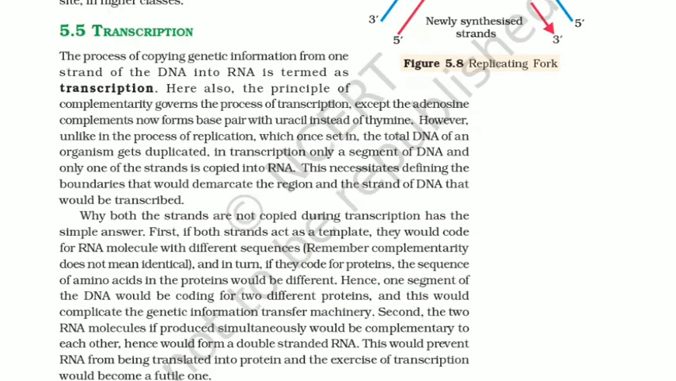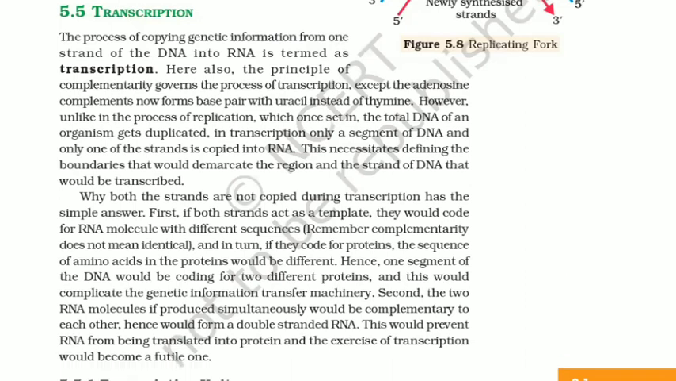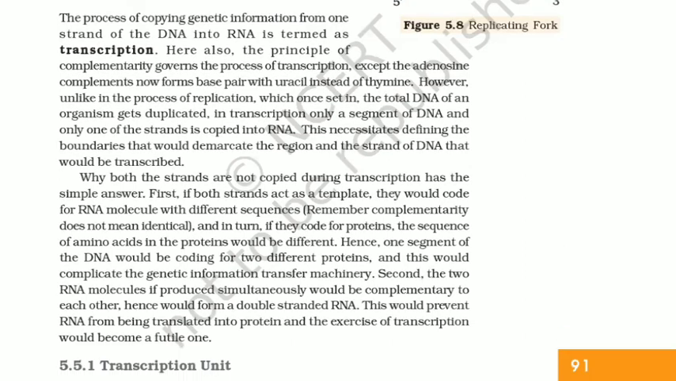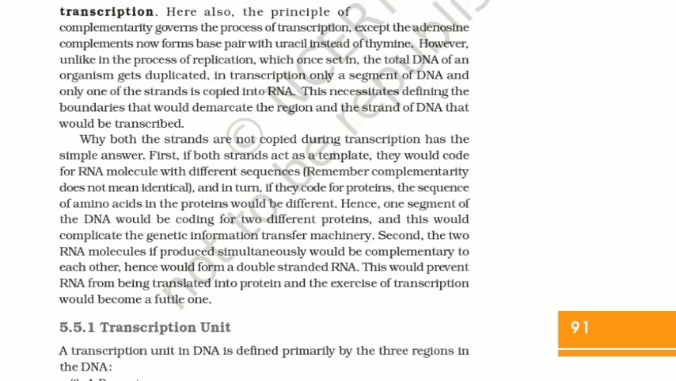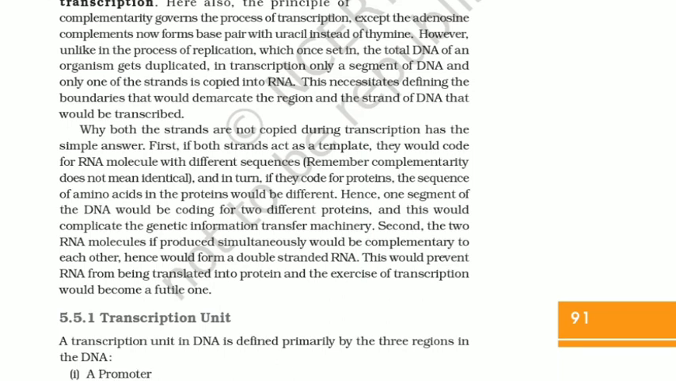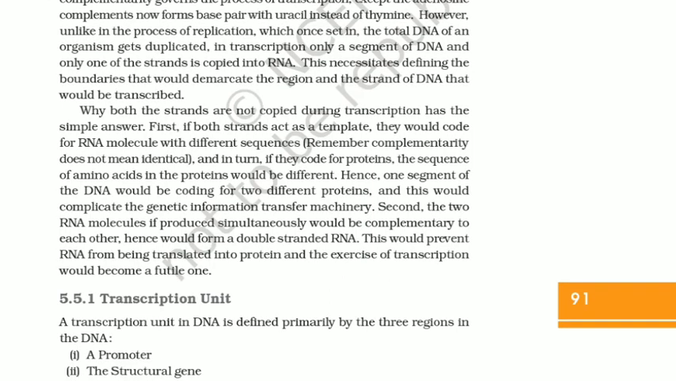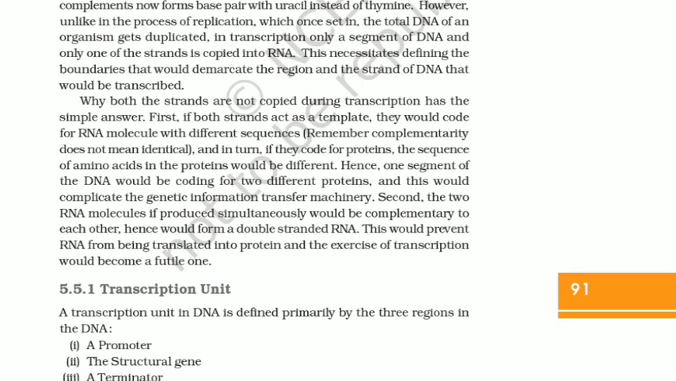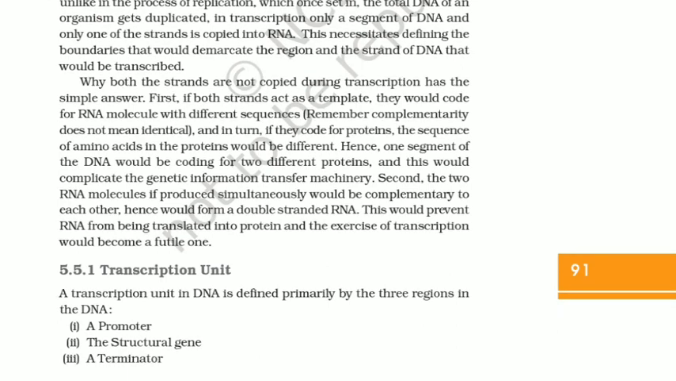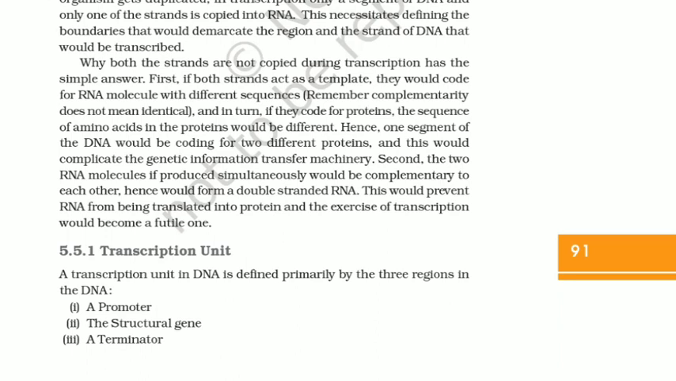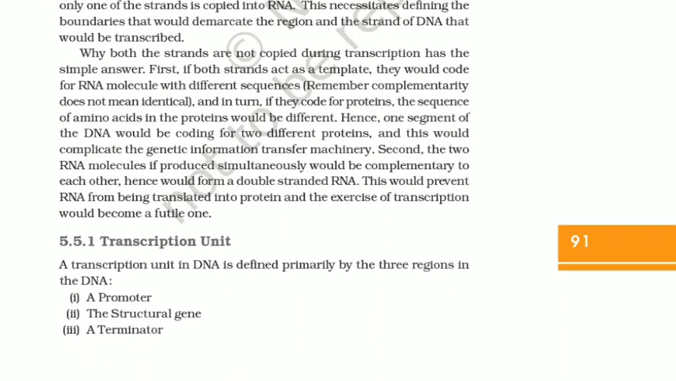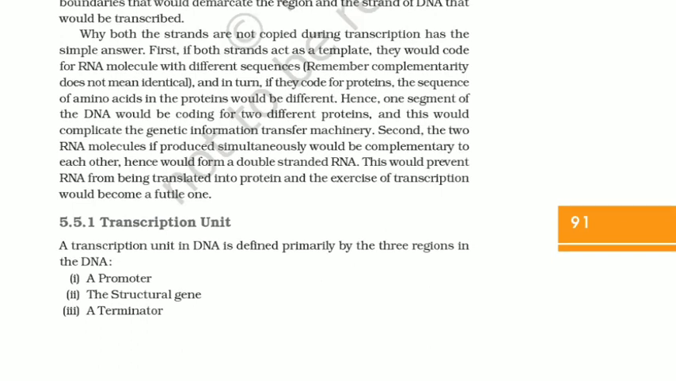5.5 Transcription. The process of copying genetic information from one strand of the DNA into RNA is termed transcription. Here also, the principle of complementarity governs the process of transcription, except that adenosine now forms a base pair with uracil instead of thymine. However, unlike the process of replication, which once set in, the total DNA of an organism gets replicated, in transcription only a segment of DNA and only one of the strands is copied into RNA. This necessitates defining the boundaries that would demarcate the region and the strand of DNA that would be transcribed.